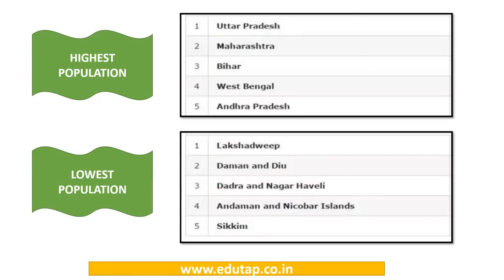With regard to the most populated states, the top 5 are Uttar Pradesh, Maharashtra, Bihar, West Bengal and Andhra Pradesh. With regard to the lowest population, they are Lakshadweep, Daman and Diu, Dadra and Nagar Haveli, Andaman and Nicobar Islands and Sikkim. These are all UTs, and Sikkim is the state. So the least populous state in the country is going to be Sikkim, and if you talk about the union territories, it is going to be Lakshadweep.